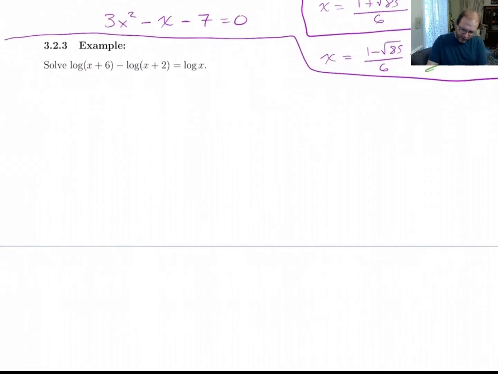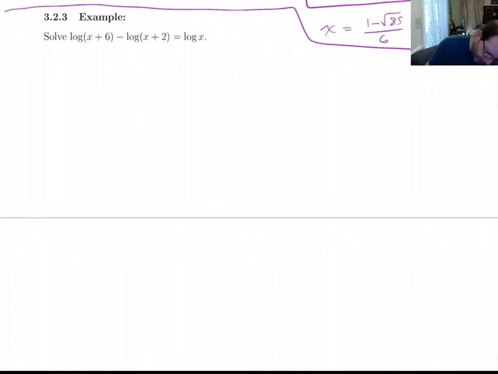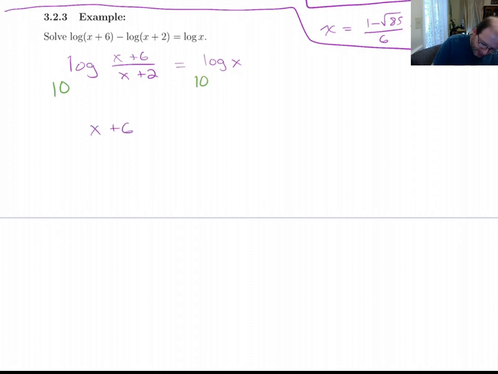All right, let's see. I think this is our last example. Log of x plus 6 minus log of x plus 2 equals log x. All right, on this one, I'm going to combine all the logs on this side into one. And I could pull this log over to the other side and combine it as well, but I don't need to. Since I've just got one log on this side, what I can do is 10 to this side equals 10 to that side. And so now I've got x plus 6 over x plus 2 equals x.